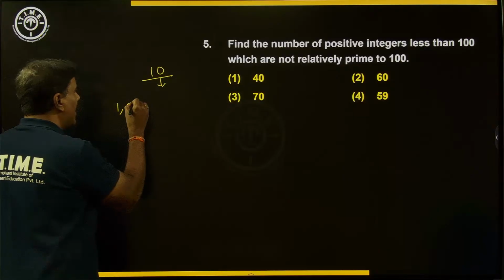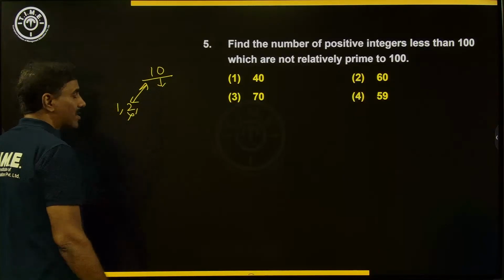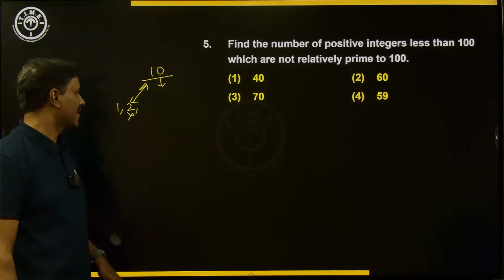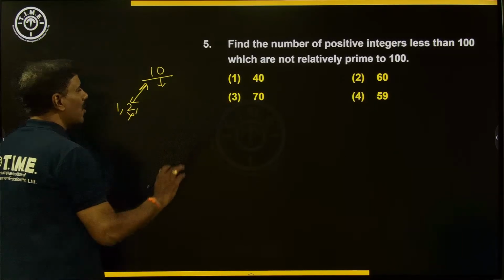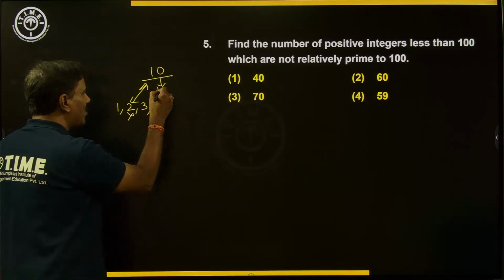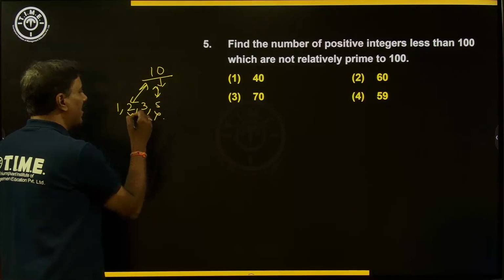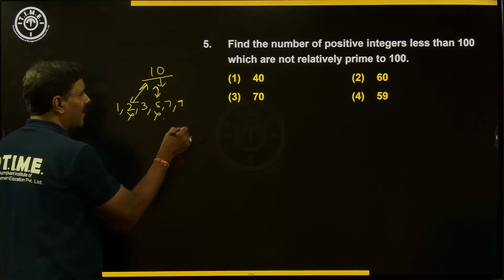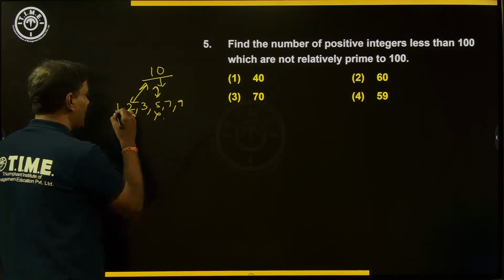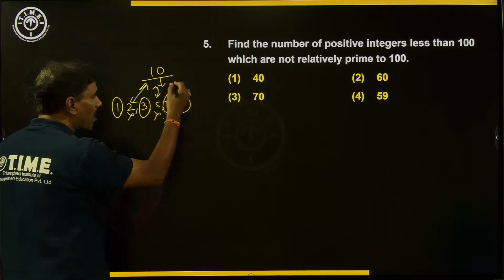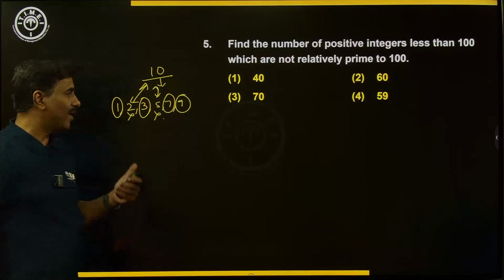2 and 10 have 2 as the common factor. That means they are not co-prime. If 2 is not co-prime with 10, any multiple of 2 will not be co-prime to 10. So we can directly ignore all even numbers. 3 will be co-prime. 5 and 10 have 5 as the common factor, so I can ignore 5 also. 6 is an even number, ignore. 7 is co-prime with 10. 8 we can ignore. 9 is co-prime with 10. And since we are looking at numbers less than 10, we have 1, 3, 7, 9.